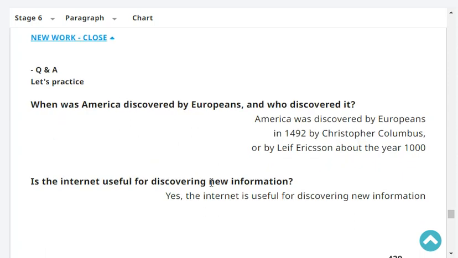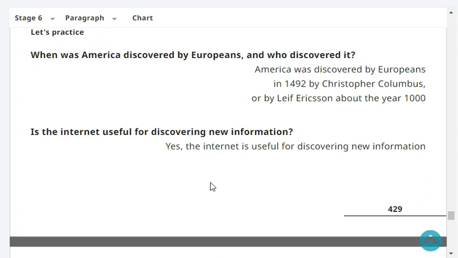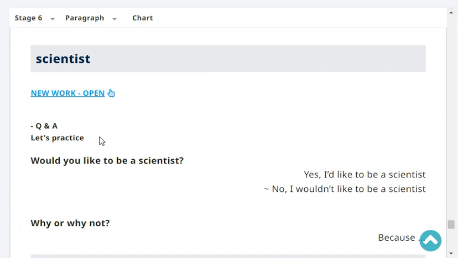Let's practice. When was America discovered by Europeans and who discovered it? America was discovered by Europeans in 1492 by Christopher Columbus or by Leif Erikson about the year 1000. Is the internet useful for discovering new information? Yes, the internet is useful for discovering new information. Very good.